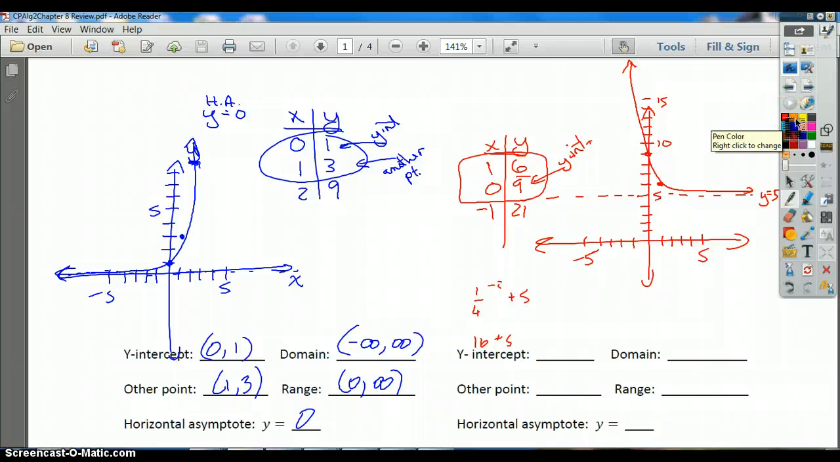Coming over here, the y-intercept for this guy is 0, 9. My domain is from negative infinity to infinity again. Every x value will yield an answer. The range is from 5 and up, so 5 to infinity. Another point is 1, 6. Horizontal asymptote at 5, y equals 5. There's your first graphs. Okay, I'm going to delete this and move on to the bottom of your page.